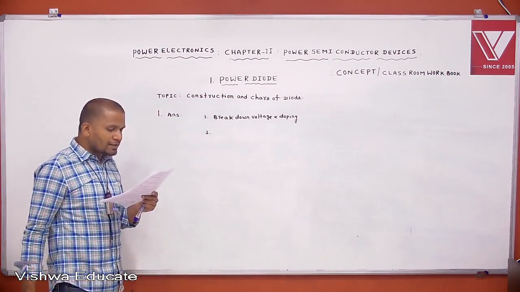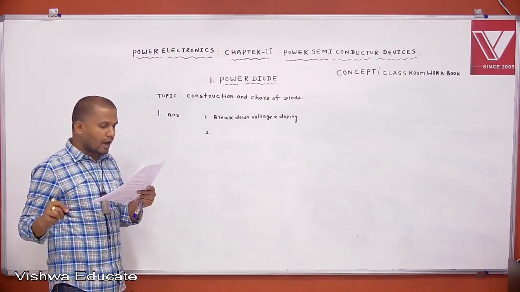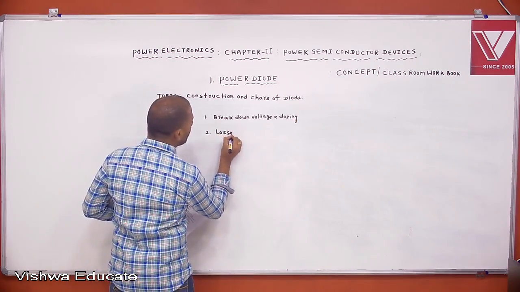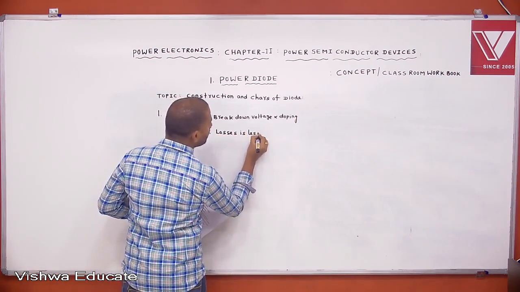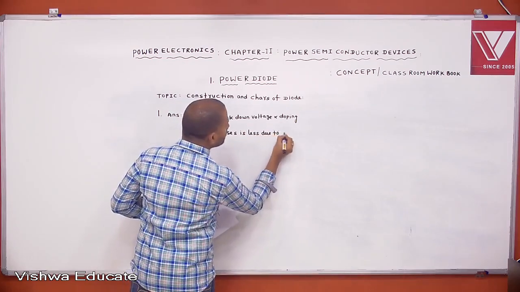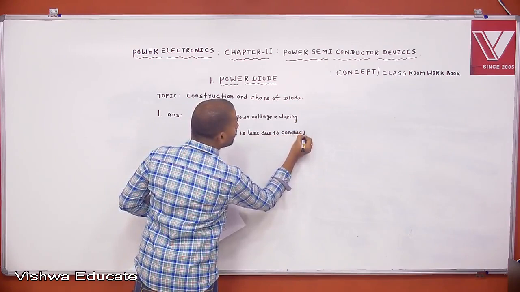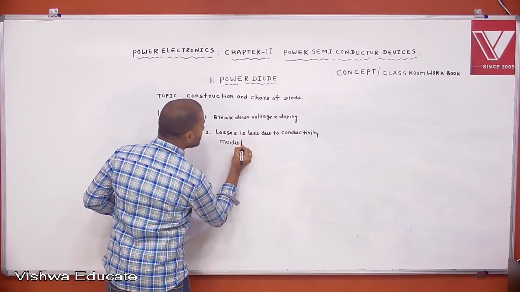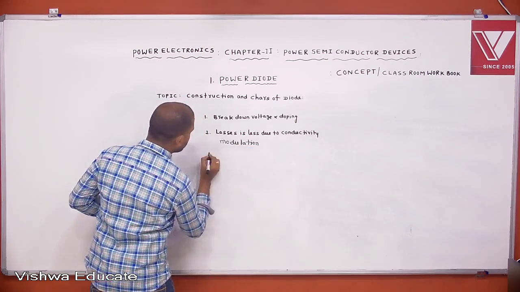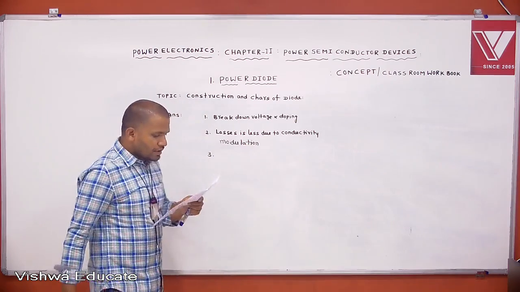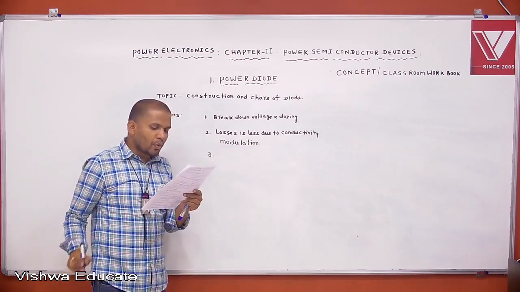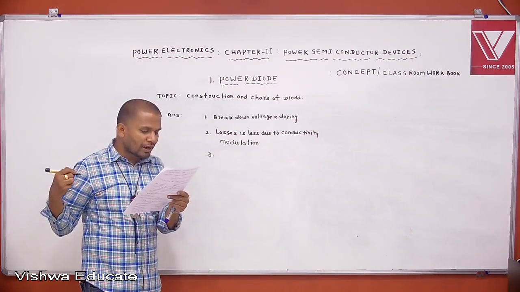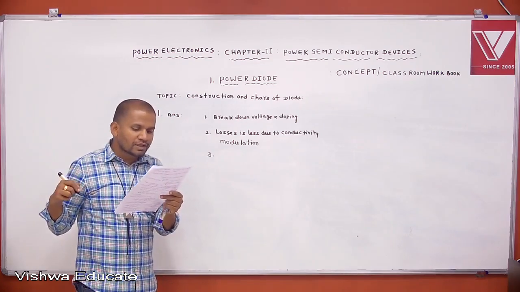What is the second statement? Losses in the diode are less due to conductivity modulation of the drift region in the on state. Losses are less due to conductivity modulation. The third statement is the vertically oriented structure supports large blocking voltages. Which of the above statements is correct?